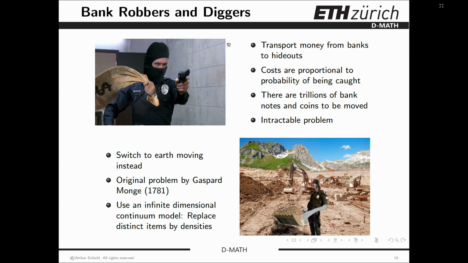So the thing is, optimal transport in the first place has been invented to solve different kinds of problems, yeah. But then it was discarded for a long time because there were no mathematical means to solve these kinds of problems.